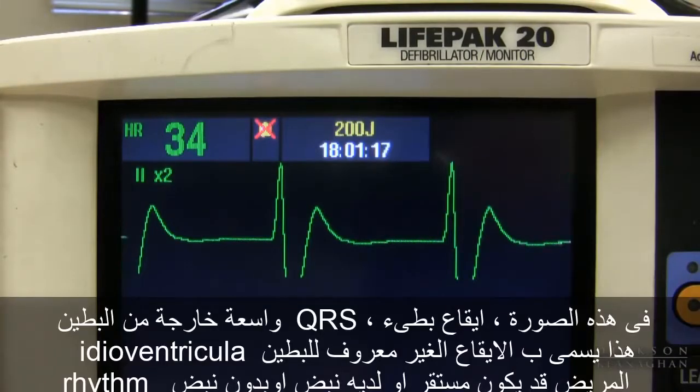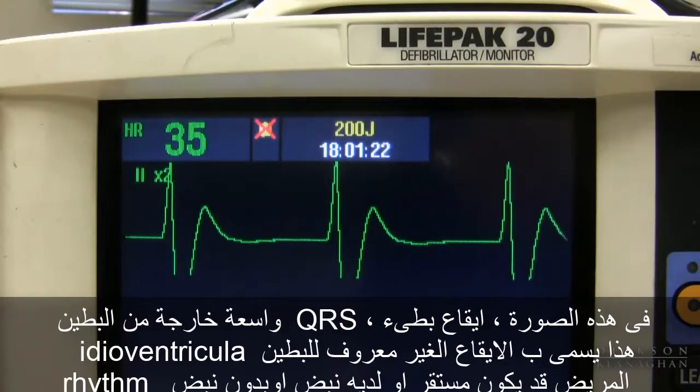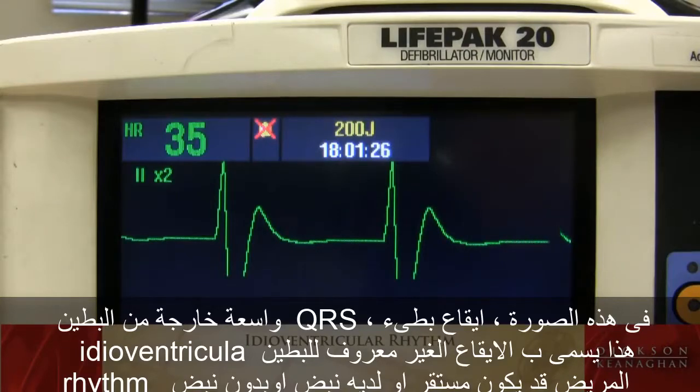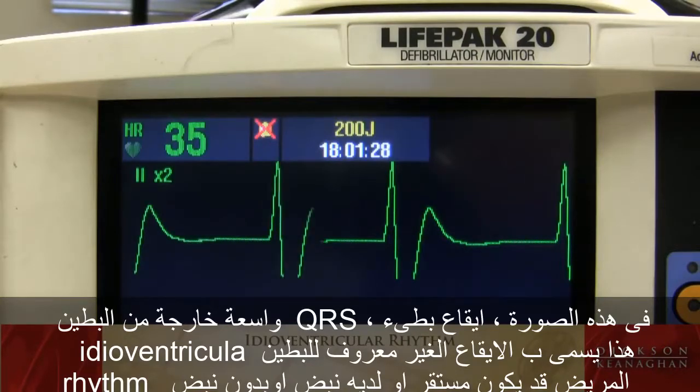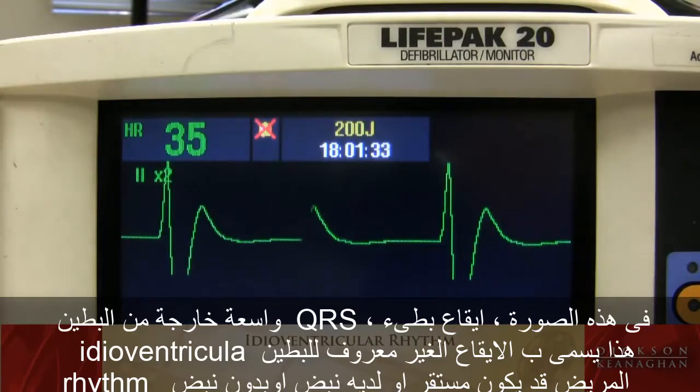This picture is a slow rhythm. Looks like the QRSs are wide, originating in the ventricle. This is often called an idioventricular rhythm. Patient may be stable. This also could look like a rhythm after a patient has coded. There may or may not even be a pulse.